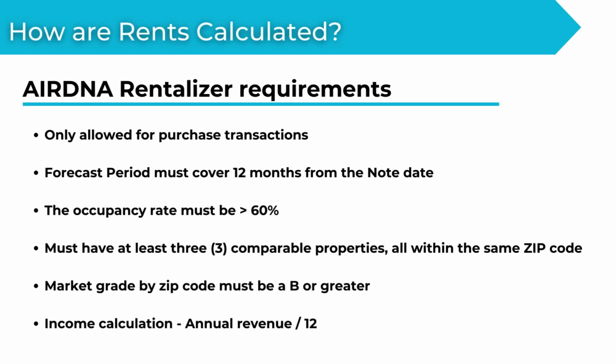Now, to be able to use AirDNA, first of all, this is only on purchase transactions. The forecast period must cover 12 months from the note date. The occupancy rate for most lenders is above 60%. Some require 65% or greater. And then you must have 3 comparable properties all within the same zip code. Some lenders do require 5 comparable properties. And the market grade by zip code must be a B or greater. And then the income calculation is the annual revenue divided by 12. And then again, some lenders take out 20% for the high cost of running a short-term rental.